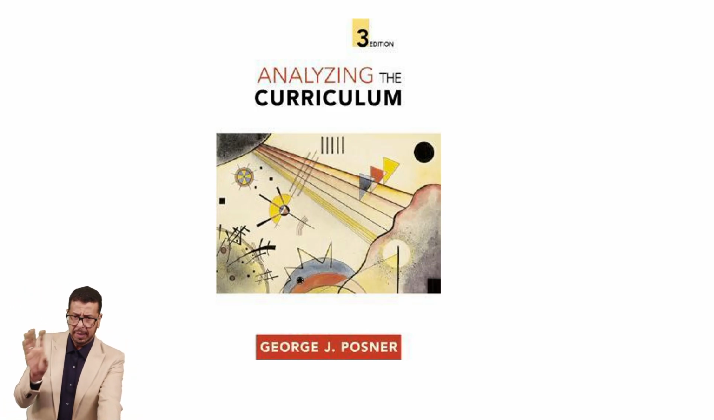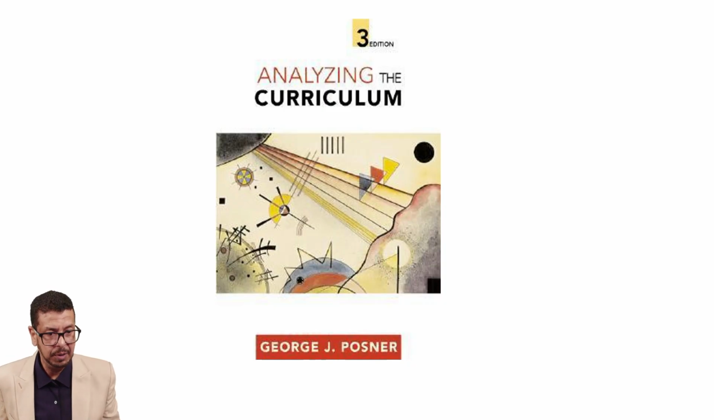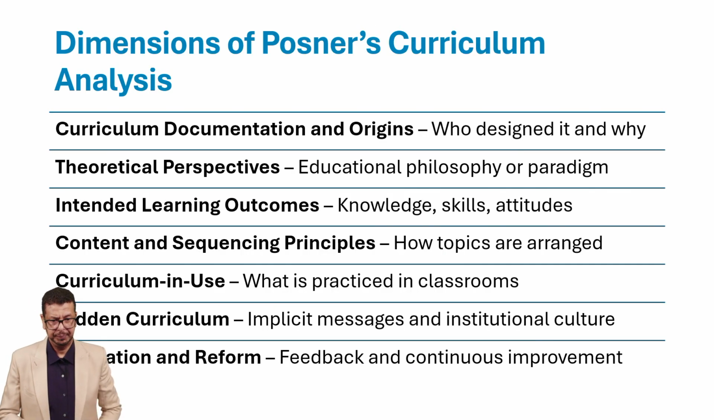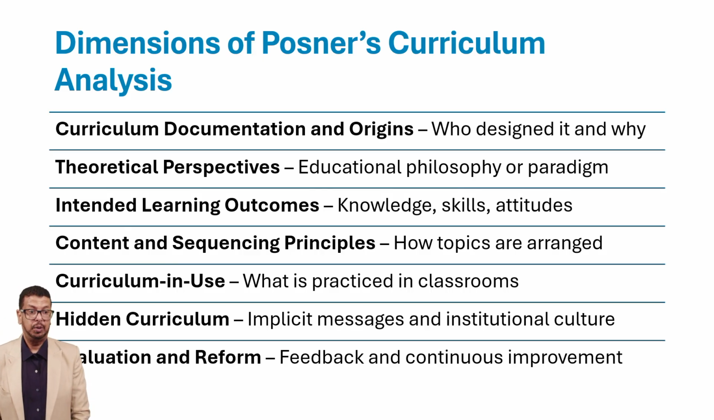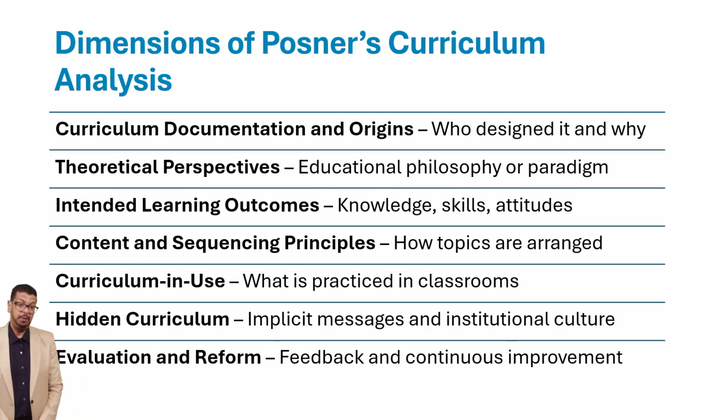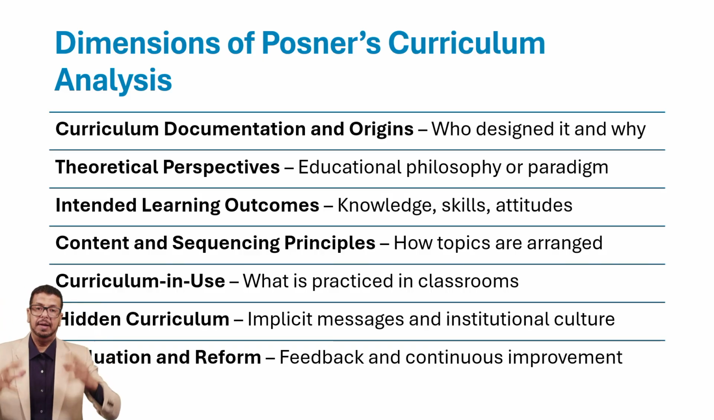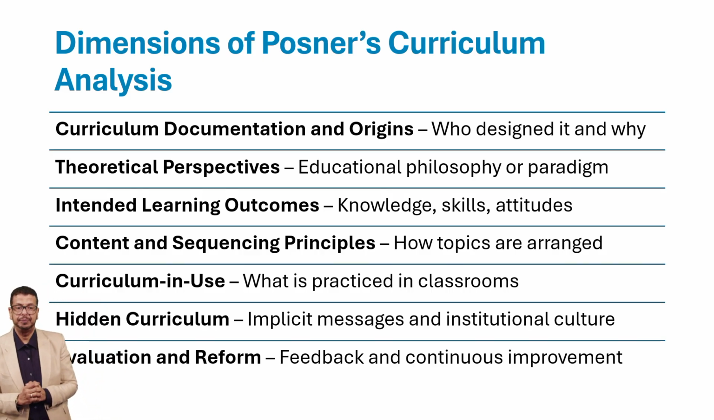So what are the important dimensions Posner identified to analyze the curriculum? The first one is curriculum documentation and origins: who decided and why? What is the philosophy of this curriculum? The second is the theoretical perspective, the educational philosophy or paradigm of this curriculum; the intended learning outcomes or competencies, and the outcomes for knowledge, skills, and attitude; and the content and sequence principles, how the topics and courses are arranged in the curriculum, and so on.